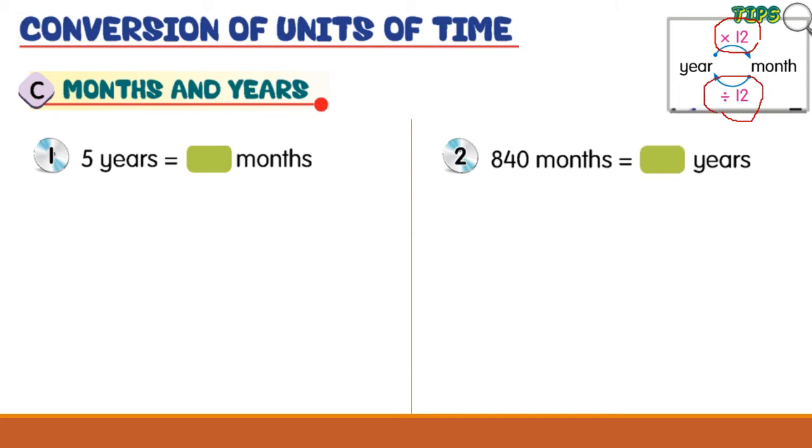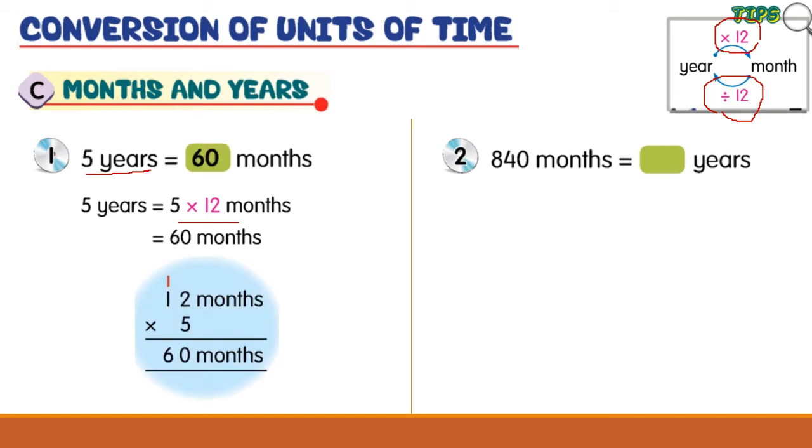Now look at the first question. 5 years. So years to month, you have to multiply 12. So 1 year is equal to 12 months. 5 years, so 5 times 12, okay, is equal to, after you do your multiplication, you will get 60 months. So 5 years is equal to 60 months.